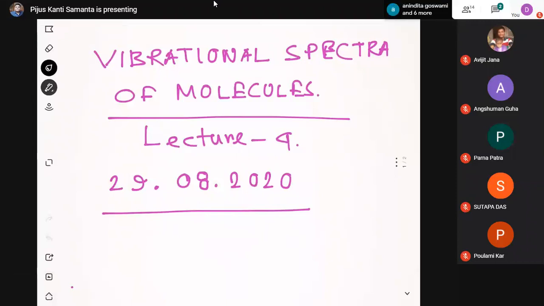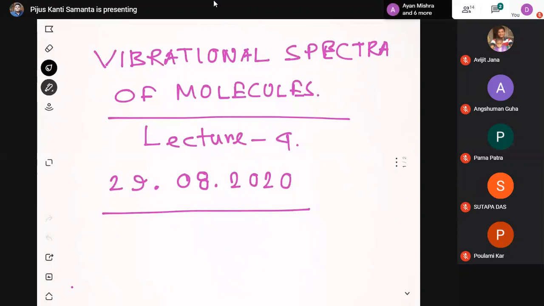So we are interested to investigate the various aspects of rotational and vibrational spectra. And in the last three classes, I have discussed the rotational spectra of molecules. And now, today I shall discuss the vibrational spectra of molecules.